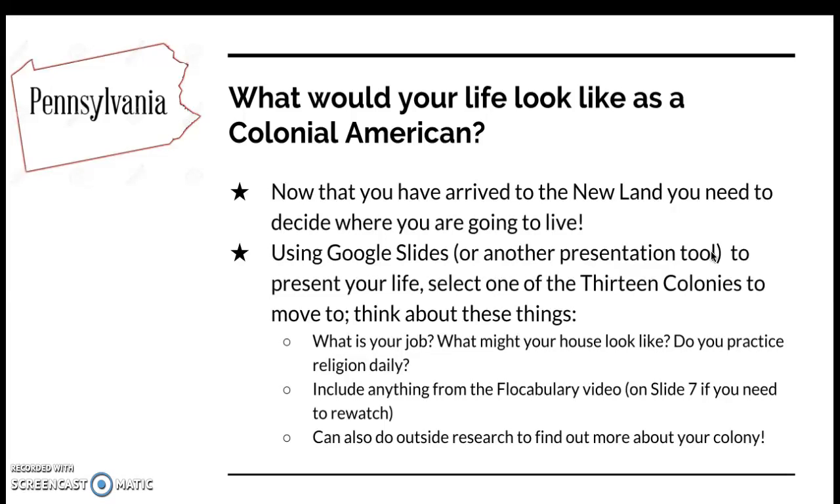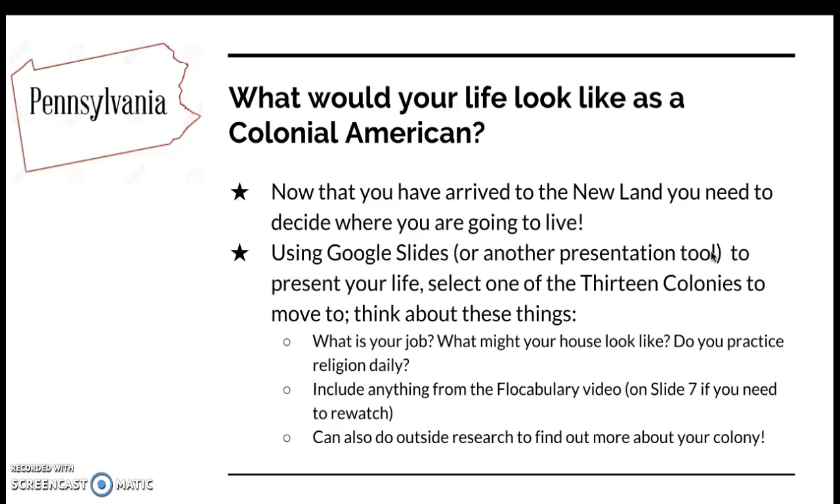And for the final activity, this one is, what would your life look like as a colonial American? This falls under Bloom's taxonomy level of creating, because they're formulating and developing what they think their life would be as a colonial American. So they've arrived to the new land and they need to decide where they're going to live. So using Google Slides or another presentation tool, really any of these activities can be adapted to use a different medium or a different way of presenting their information.